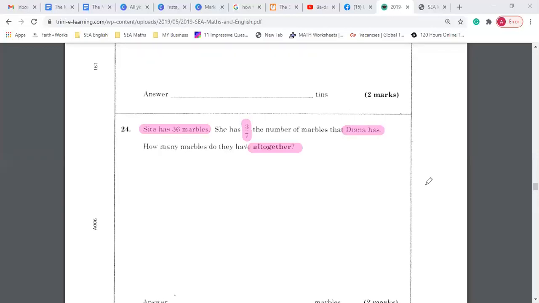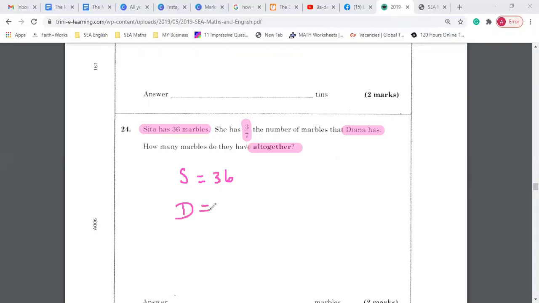Okay, so let's work this out. All right, we have 3 minutes to work it out. Right, so Sita has 36 marbles. So let's say Sita is 36. Sita has 3/7 of what Diane has. So we need to find out how much Diane has.